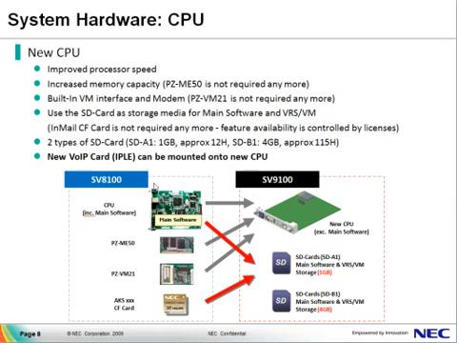So looking at the bottom part of this slide, you can see the differences between the CPUs of the sv8100 and the sv9100 more clearly. So the card is simply changed, but the main software is now installed on an SD card, which sits on top of the CPU. The PZ-ME50 and the PZ-VM21 are no longer required. They're now built into the actual sv9100 CPU card, and the compact flash card for the in-mail on the sv8100 is no longer needed. That software is now on the SD card as well.